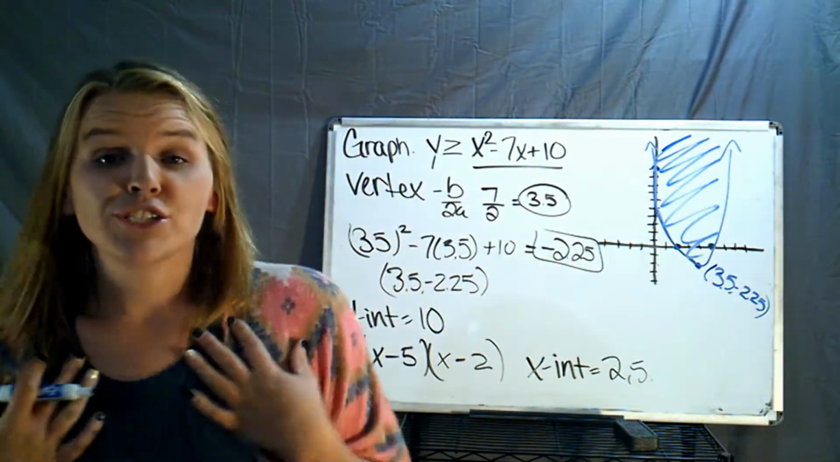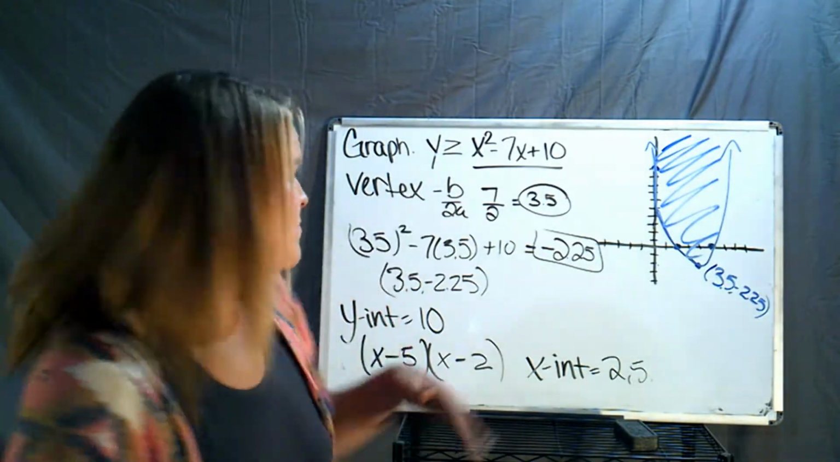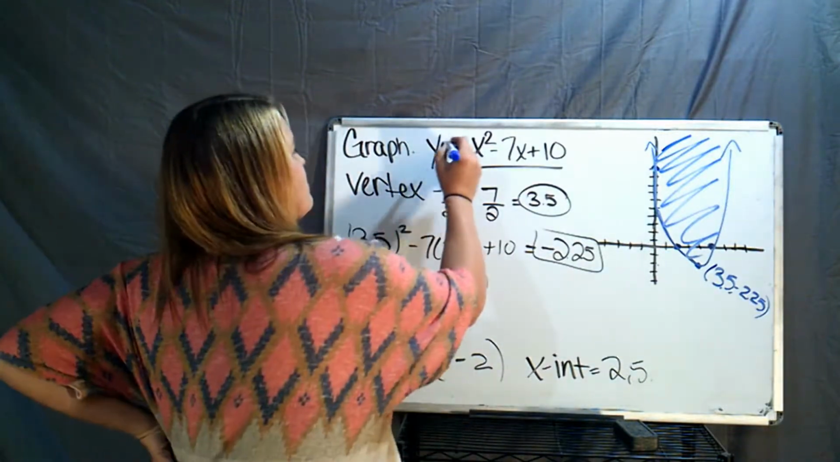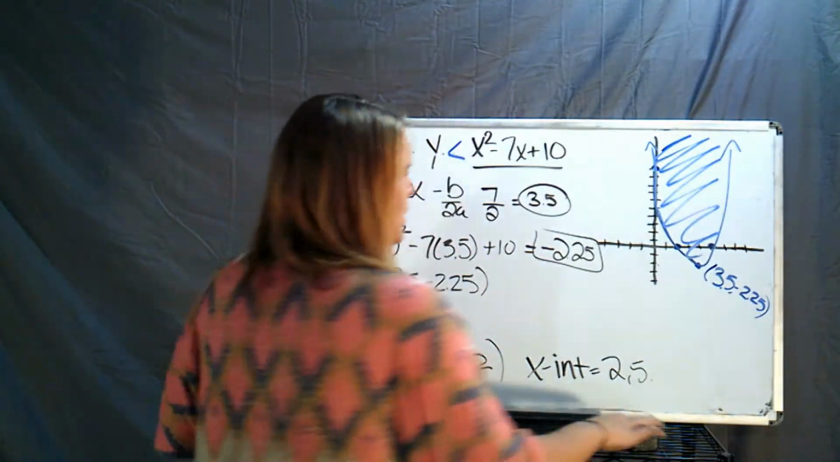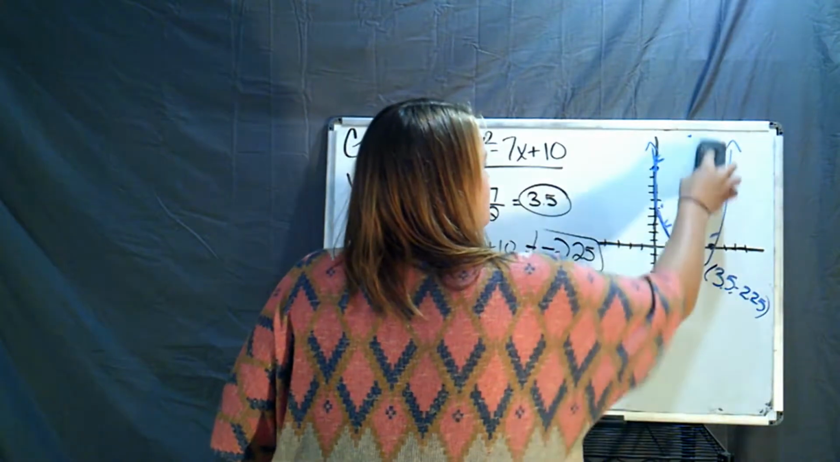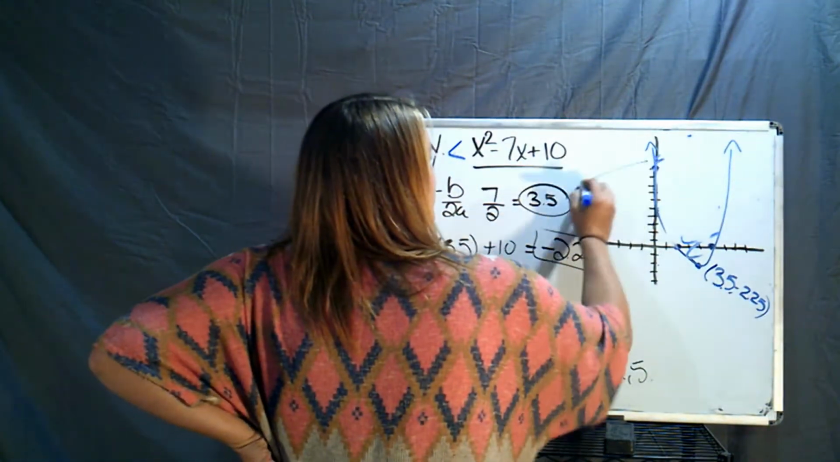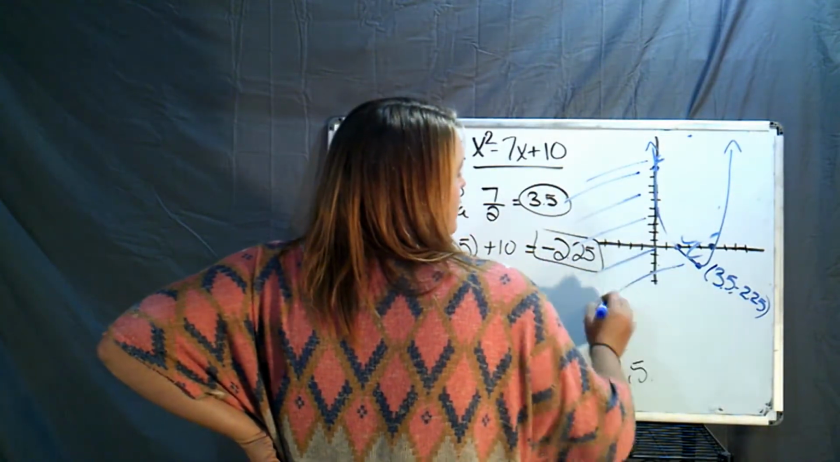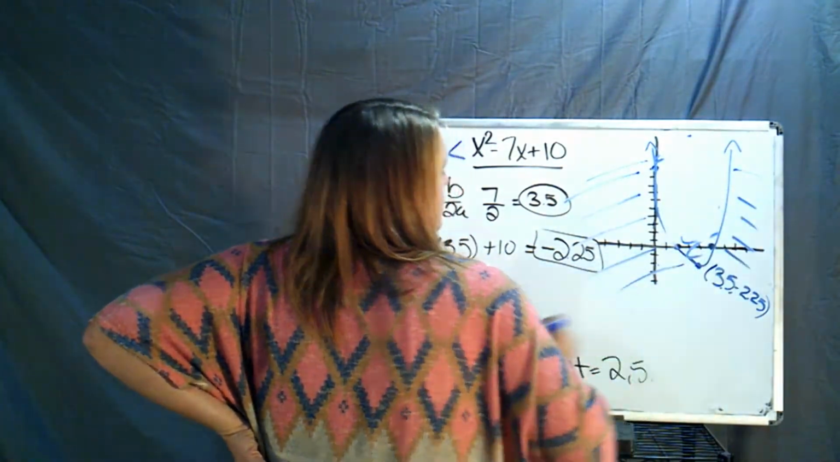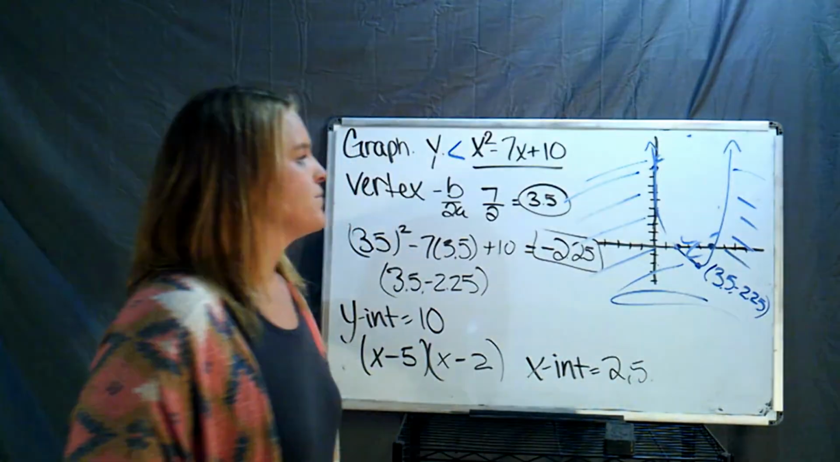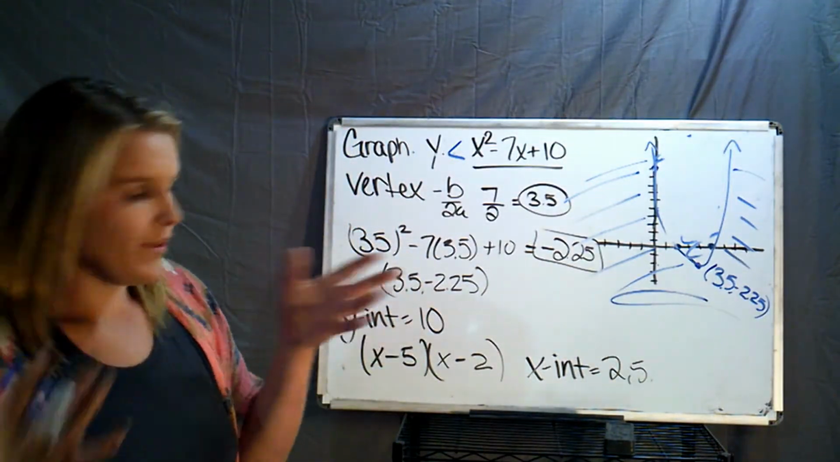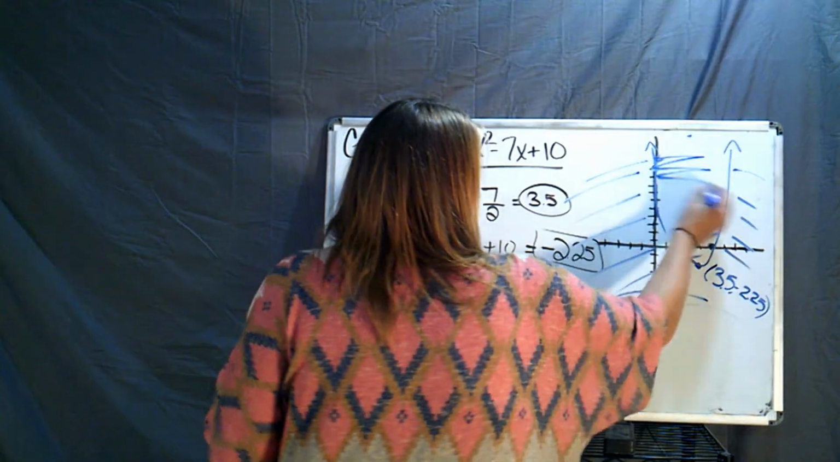If I said shade below, so if this was a less than, let's pretend for a second that this said less than. If that was the case, when I say shade below the parabola, we would be shading all of this out here and all this down here. But it's greater than, so the first way I have it in here is what we need to shade.